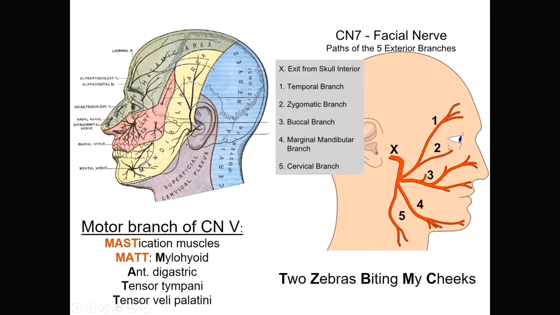2 is going to be for your eye. It's going to control closing your eye. 3 is going to be everything with your nose and your upper lip. Any movements that you can do to make facial expressions or flare your nose, it's going to be your buccal branch. The zygomatic branch goes up to your eye. Buccal branch is for here, as well as your cheek. Marginal mandibular branch is for your mandible, your jaw, and your chin. And then your cervical branch goes down to your platysma, so you can grimace.